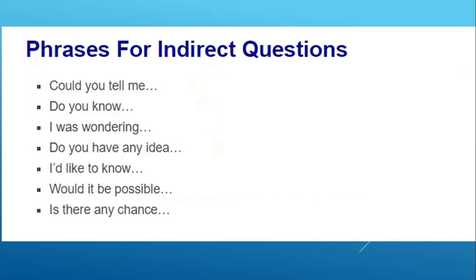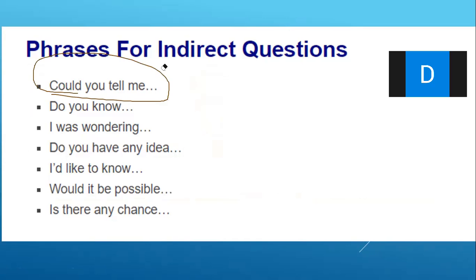Phrases for indirect questions. The one that we're going to use is, could you tell? Solo que le vamos a cambiar el sujeto. Not tell me, sino que can you tell? Could you tell Tony? Would it be possible to speak to Tony? Okay, so la que vamos a usar is this one, okay? We're going to use this one. Could you please tell Tony? Or could you please give this message to this person? Okay, very good. Let's go to the next one.